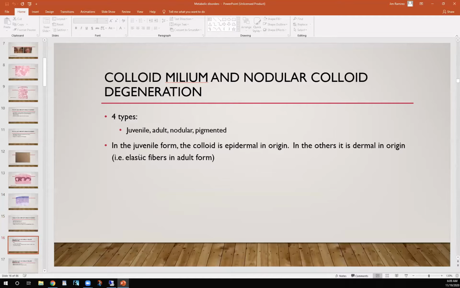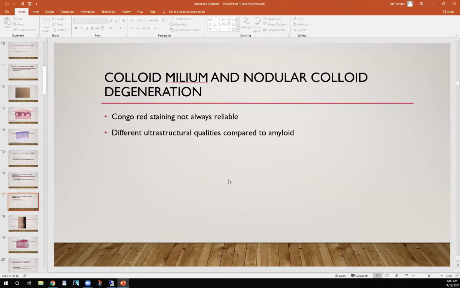So we're going to change gears, talk a little bit about colloid milium and nodular colloid degeneration. Not going to go too much into all the types, but just to let you know, I listed the types here in case you're interested, as well as their derivation. The juvenile form colloid is probably epidermal in origin, and in others it's dermal.